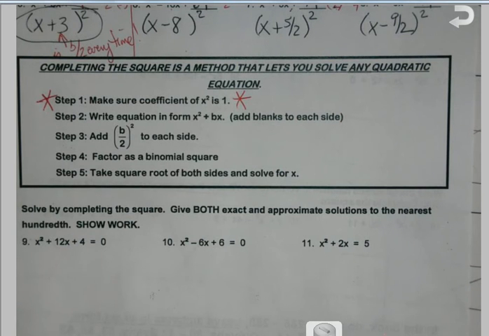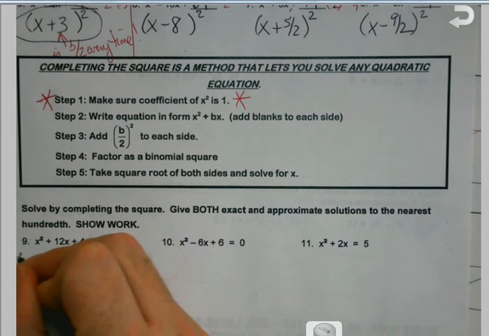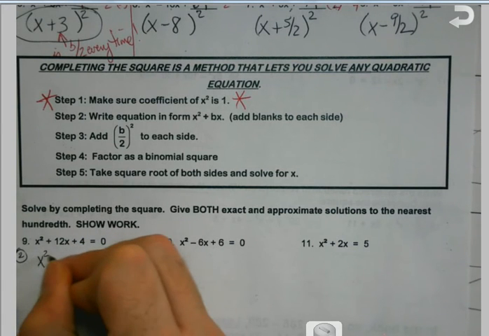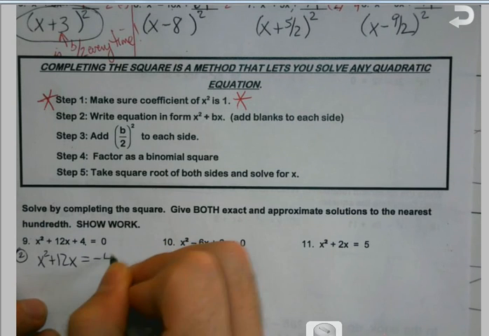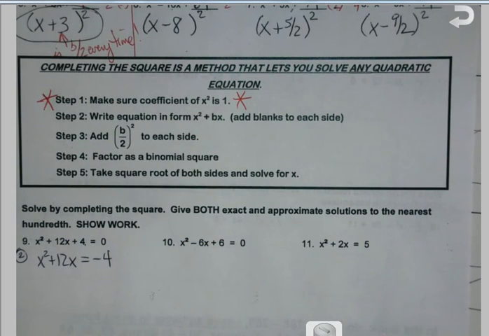Now, I don't know if we're going to need to add the blanks. We'll add the blanks the first time, and then we'll kind of go from there. So here's what we're going to do. First things first. Write the equation in the form x squared plus bx. In other words, and I'm just going to number my steps the first couple of times here. If you don't have an x, you are going away. You have to move to the other side of the equation.